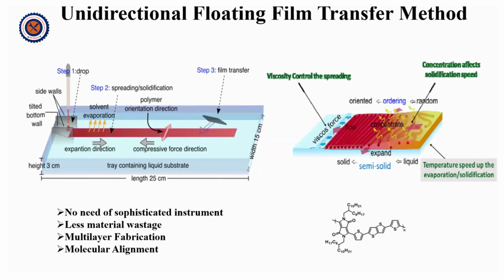In this work, we have used the polymer DPP-TTT, as you can see in the picture. It is a donor-acceptor type polymer, that is, it has a donor unit and an acceptor unit in conjugation in the same polymer.